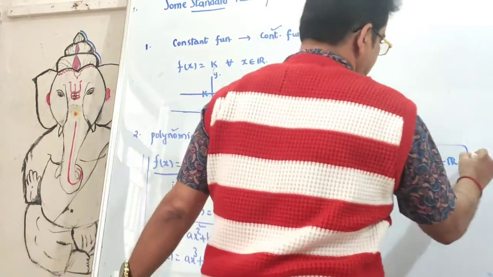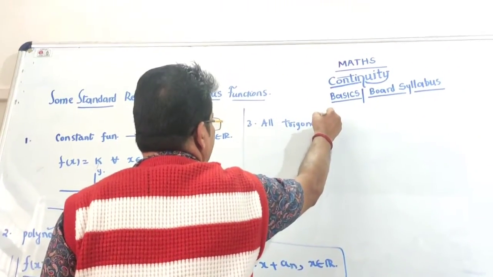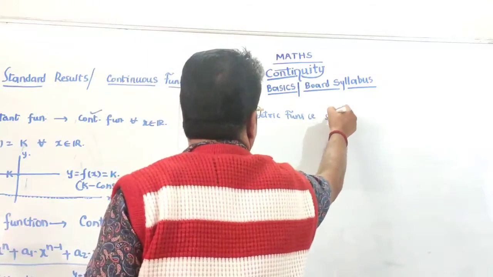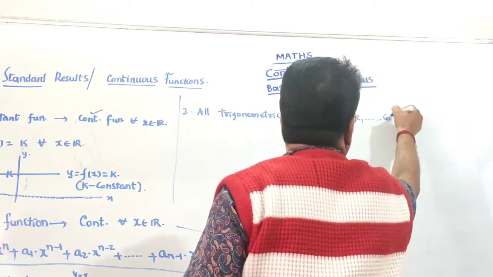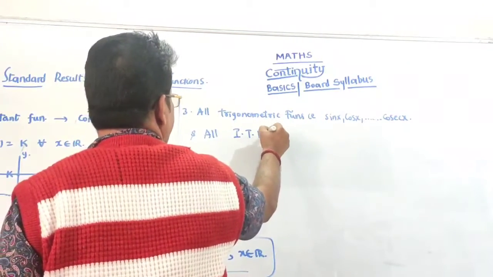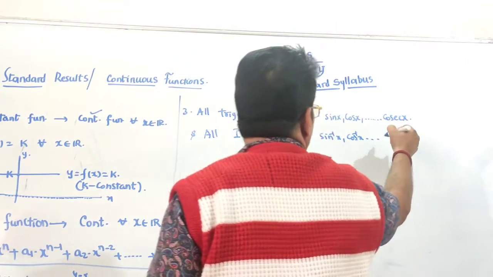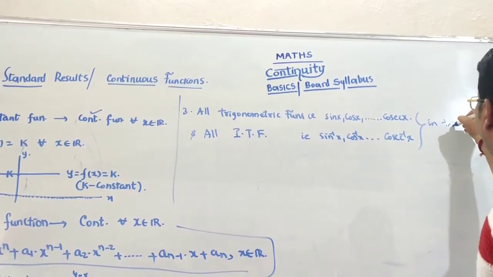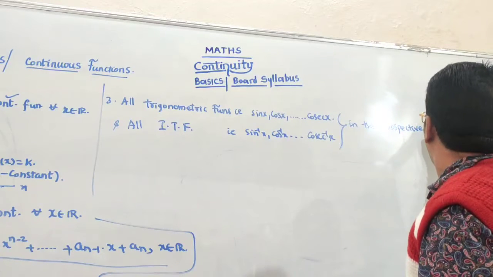Next, all trigonometric functions, that is sin x, cos x, tan x, cot x, secant x, and so on, cosecant x, and all inverse trigonometric functions, that is sin inverse x, cos inverse x, and so on, cosecant inverse x, are always continuous in their respective domains.